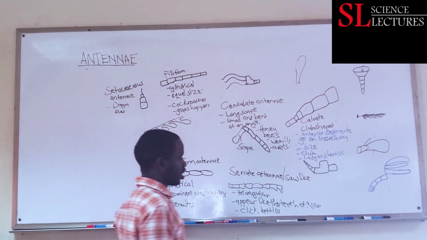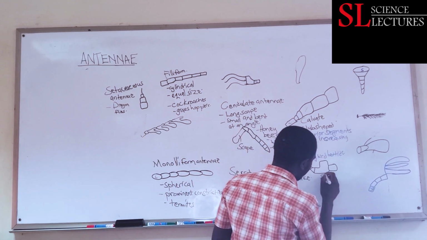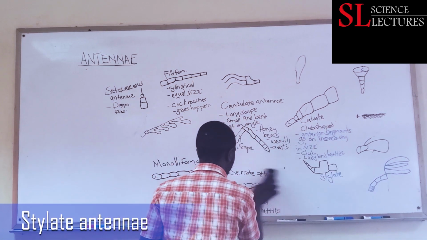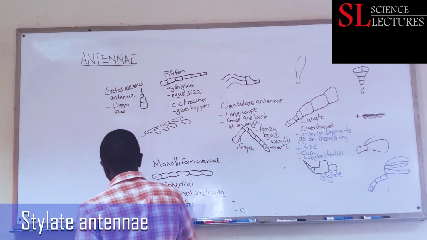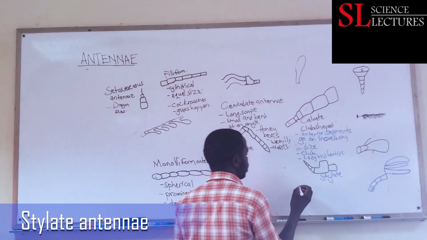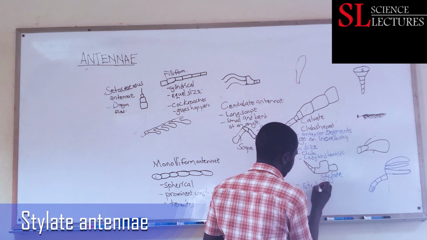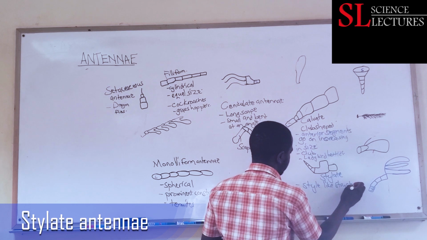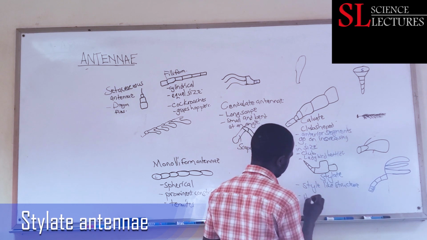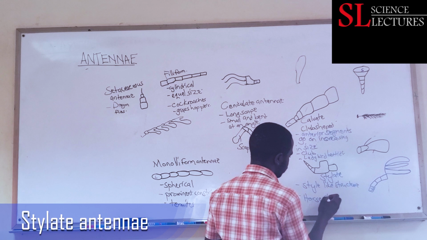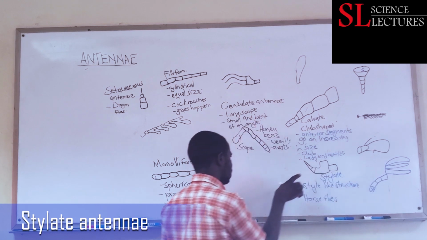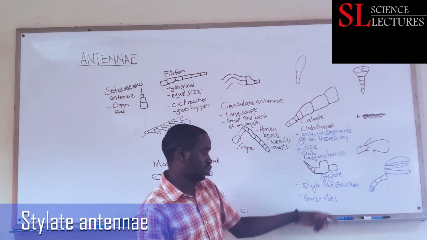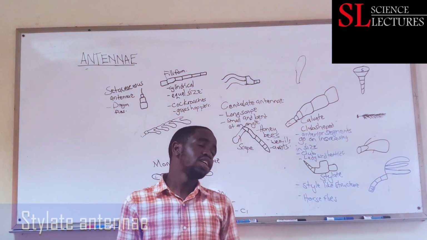Another type of antennae is what we call the stylet antennae. The stylet antennae is where we have the anterior segments modified into a style-like structure. And these are very common in the horse flies. I hope you observe that it looks analogous to the leg of a horse, and now you see where the fly derives its name.